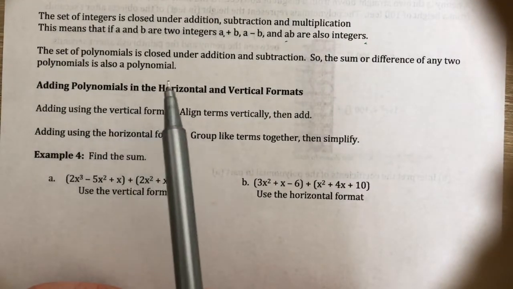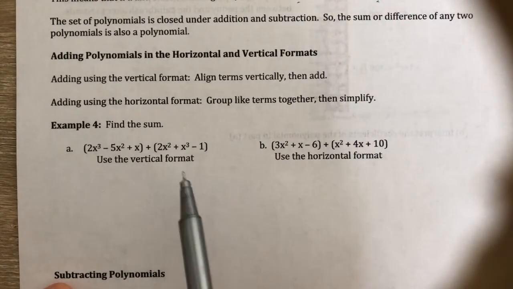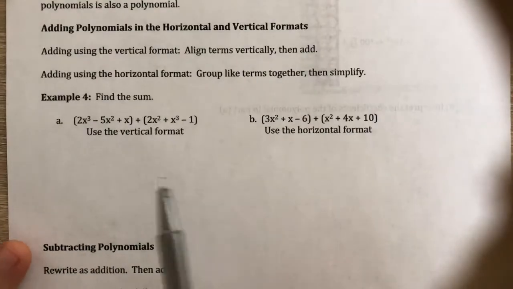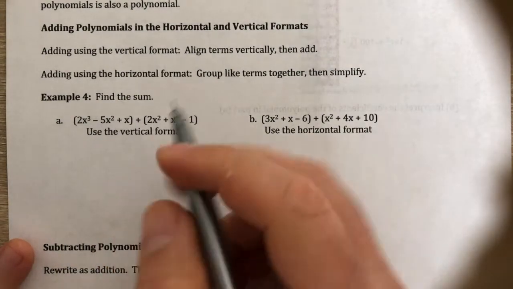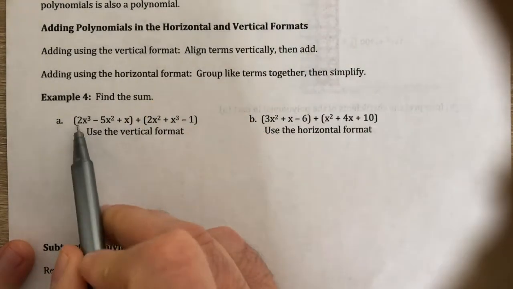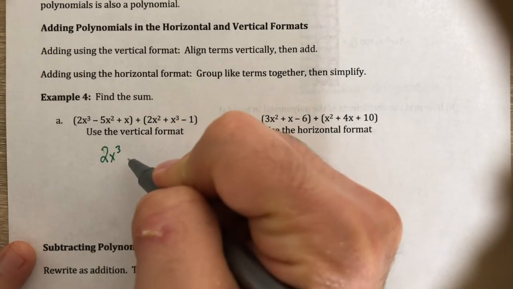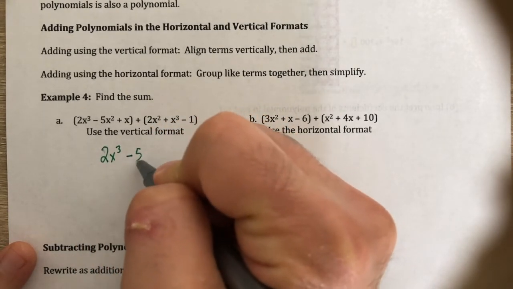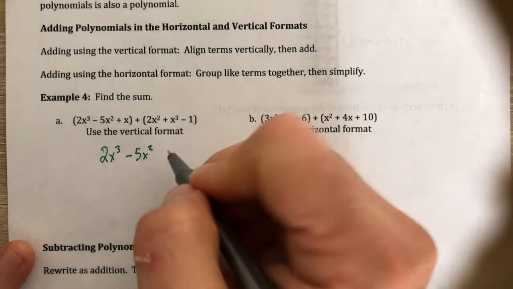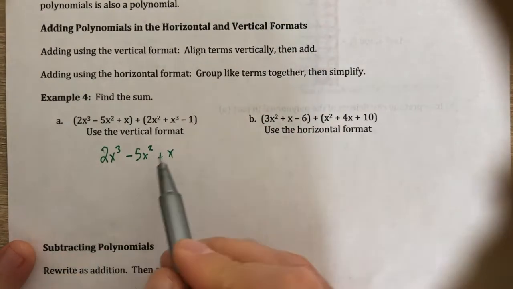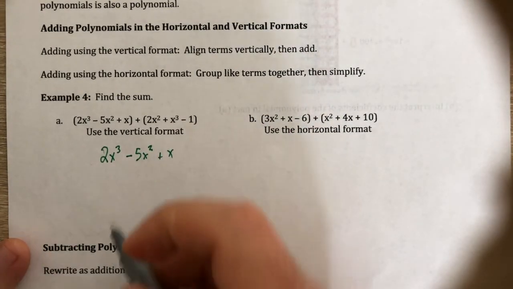Adding polynomials in horizontal or vertical format. Adding polynomials is really straightforward. It's just combining like terms. So the vertical format, personally, I never used this, but if I wanted to use the vertical format, I'm going to write that first polynomial. I do suggest we consider the fact that we have the third, the second, the first. If I was missing one of these, I'd probably hold a space for it, and we'll get to see that, I hope, later in the lesson.